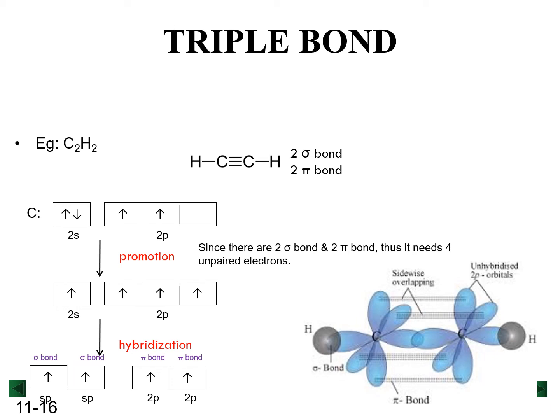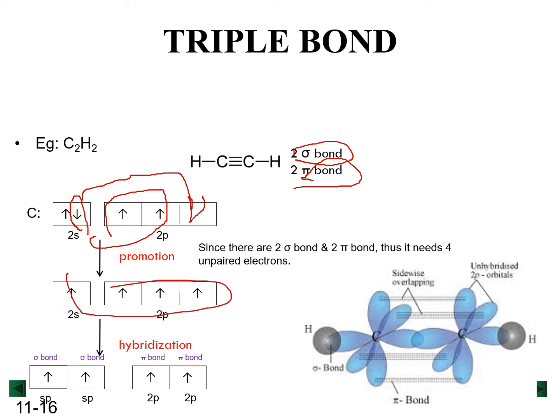As we can see here, each center atom has two sigma bonds and two pi bonds. The ground state for C atom has two unpaired electrons. Since there are two sigma bonds and two pi bonds, it needs four unpaired electrons. So what we need to do here, one electron from s must be promoted to the empty p orbital so that it can have four unpaired electrons.